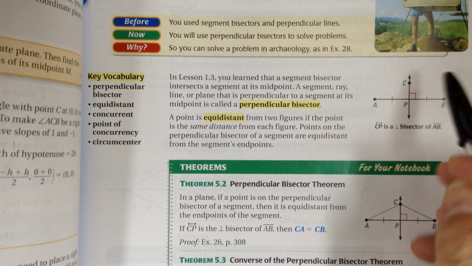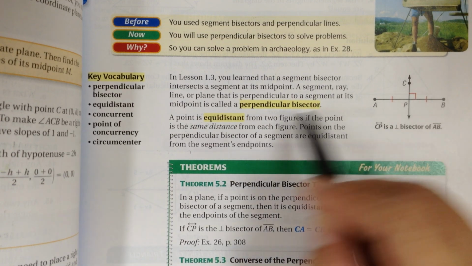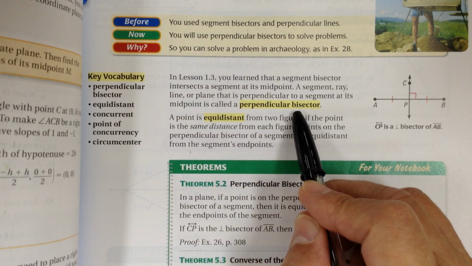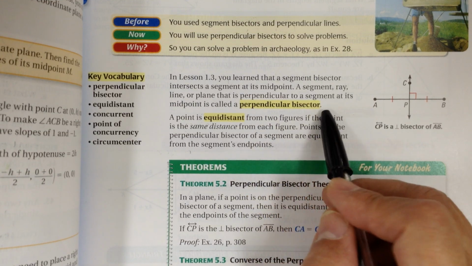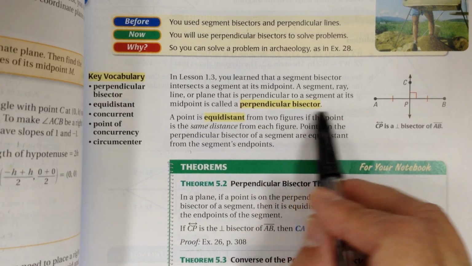A perpendicular bisector is perpendicular to the segment and also goes through the midpoint. See the word bisect. Bi means two, sec means cut. So bisect means cut into two equal parts. So that's what bisector means.